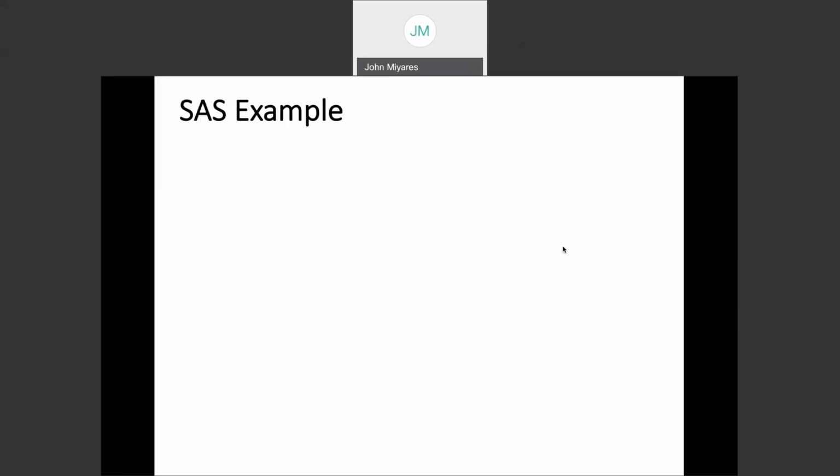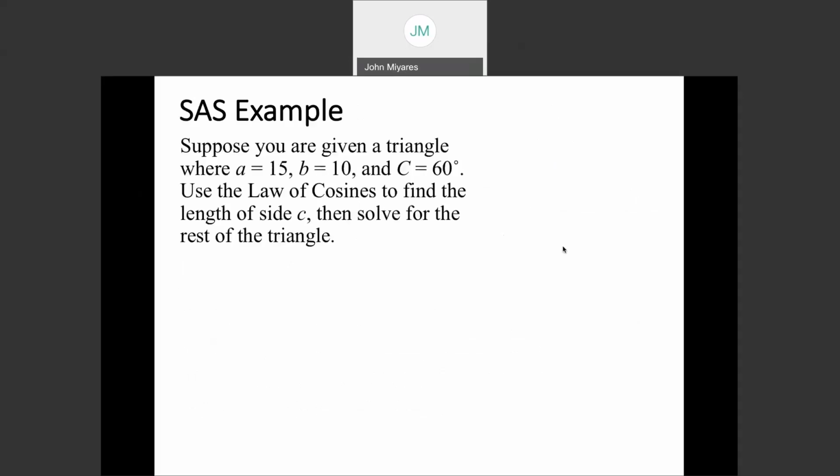Here's an example where you're given two sides and the angle in between. We'll have A equals 15, B equals 10, C equals 60 degrees. We want to use the law of cosines to first find the length of side C, and then we'll try to find the measures of the angles and the rest of the triangle. The law of cosines formula we'll start with is the first version, which I said is really the only one that I would suggest you memorize.